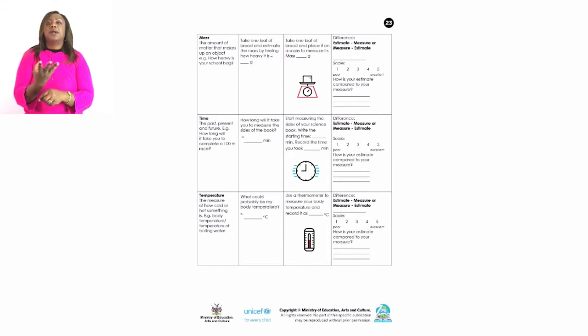And the evaluation, you have to do the same. Temperature is the measure of how cold or hot something is. For example, your body temperature or the temperature of boiling water. And the estimate question could be, what could probably be my body temperature?